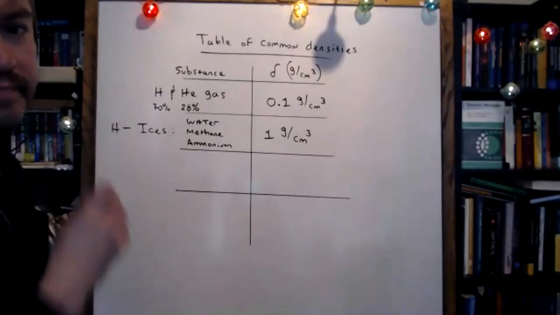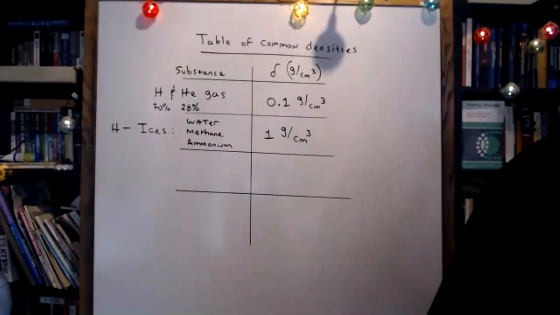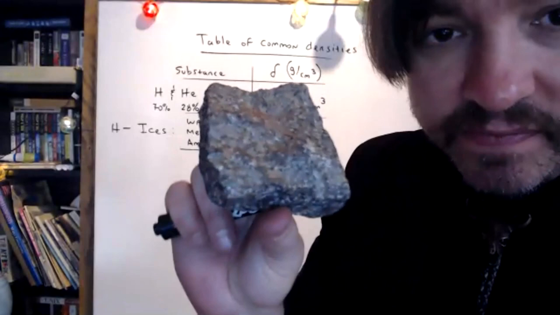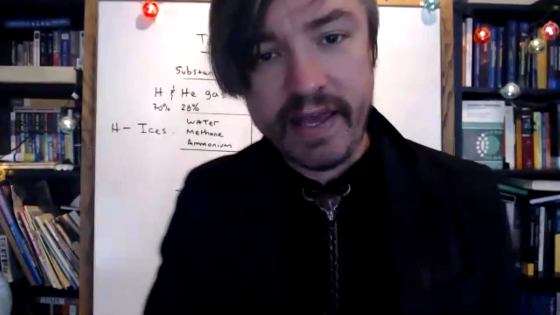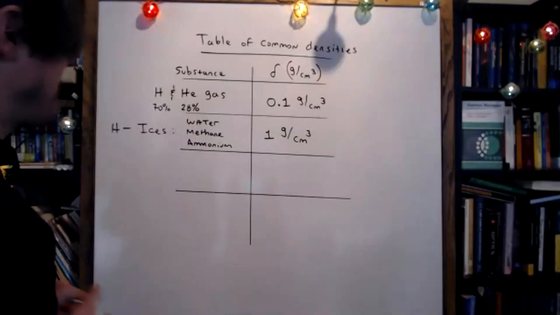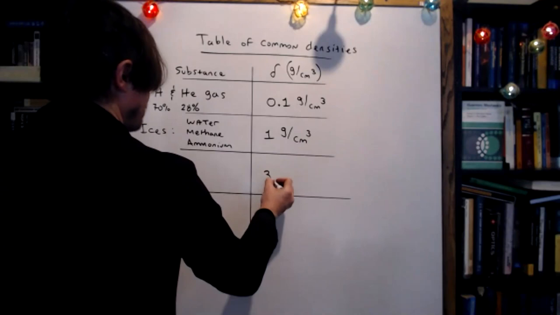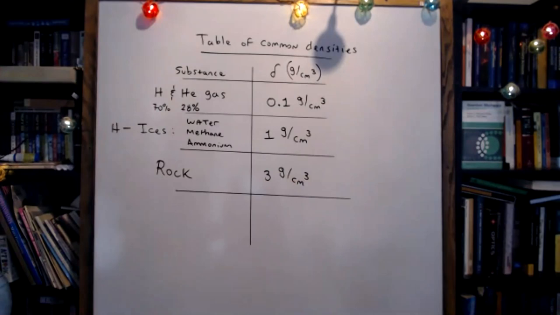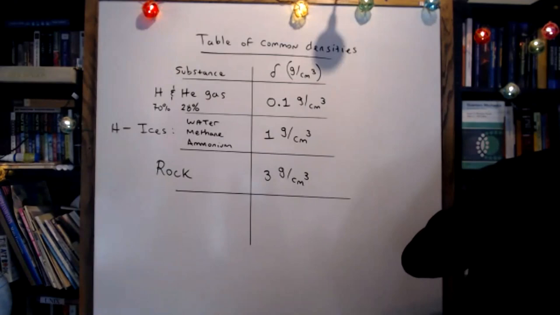Then we have stuff like this. Granite is an example of planetary rock. Now, granite is a mixture of different minerals, but when you smush them all together, a block of granite or a block of basaltic lava, rocks typically have a density of 3 grams per cubic centimeter. And that's a rough, loose number. So rock, and we can define rock next time, 3 grams per cubic centimeter.